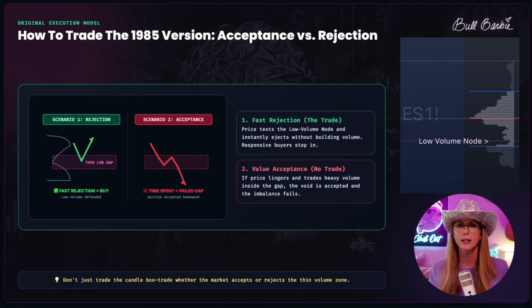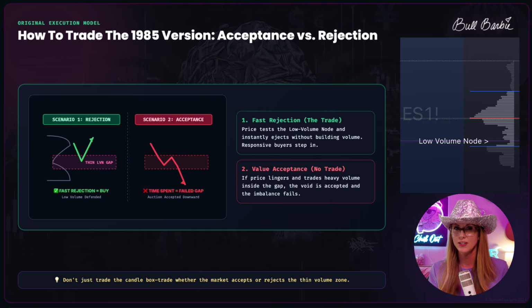So look at the first scenario where price dips into the thin gap and immediately rejects, snapping onward and back upward without building volume or spending any time. That tells you that responsive buyers are defending the auction. You buy the rejection with a tight stop right below that little tail.